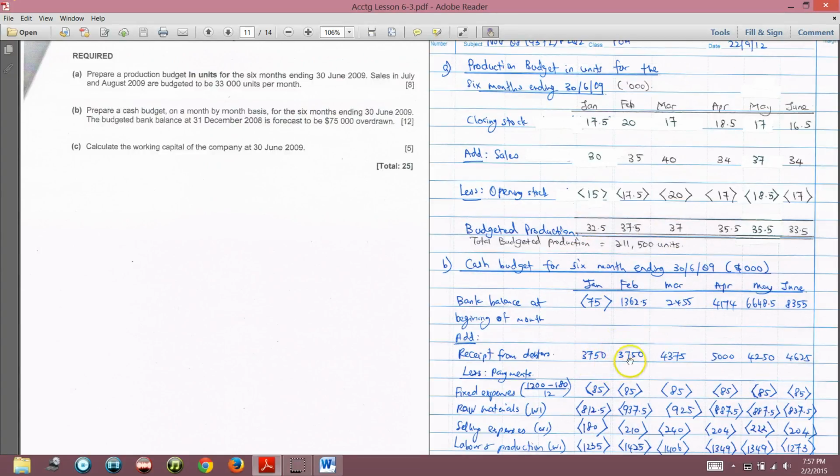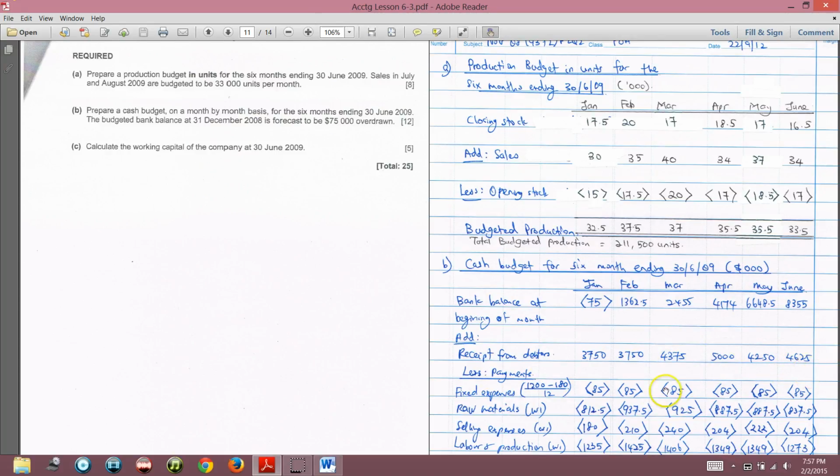Then February, I will receive January sales. January sales is 30,000 units and the selling price is 125. So 30 times 125 is 3750. So February you will receive January sales. Then March you will receive February sales. So 35 times 125 is 4375. This is how I get the receipts from sales figures.